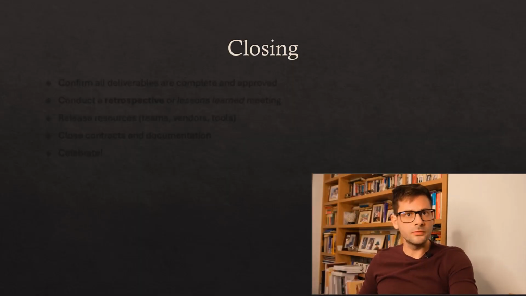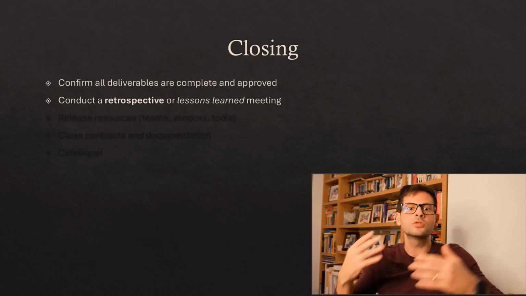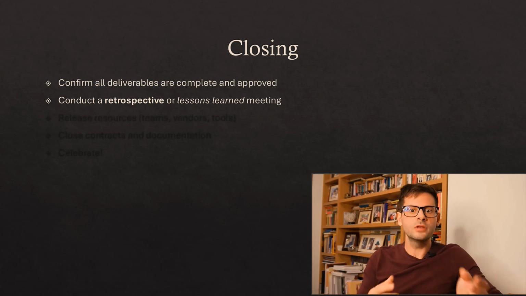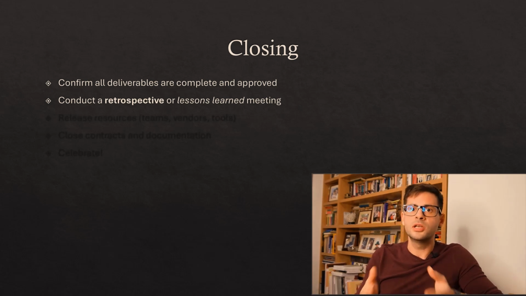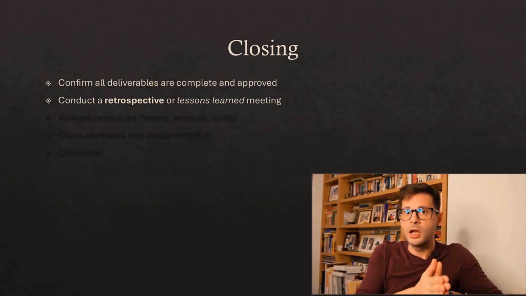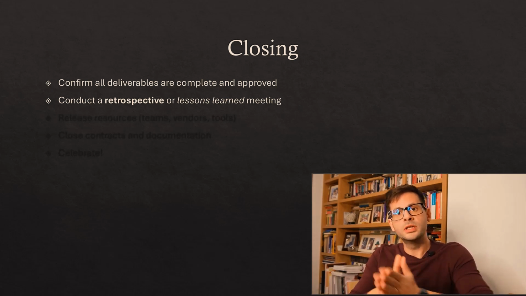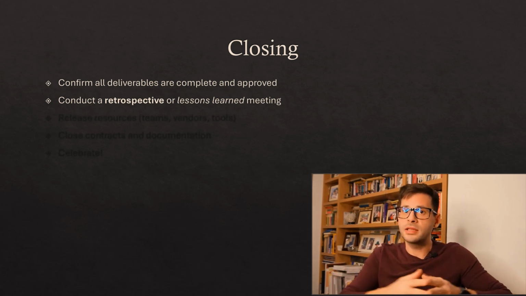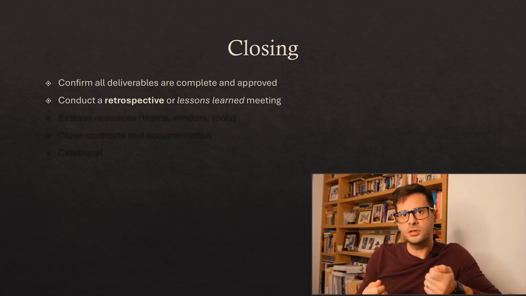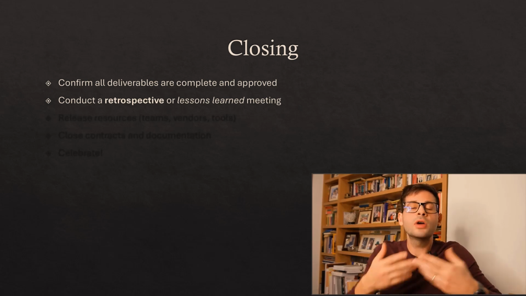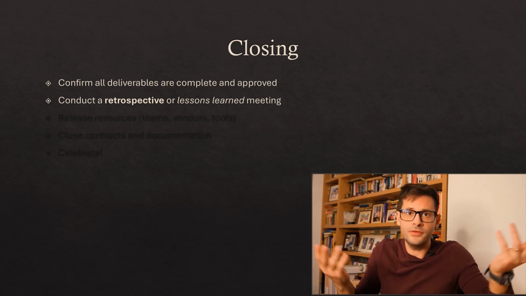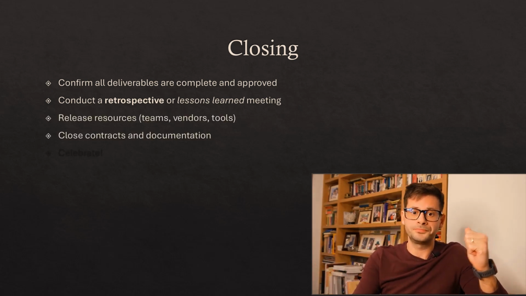After we've done all of this, let's say that everything is fine, everything went perfect. Now we're moving on to closing. Well, in closing, what do we do? We confirm that all of the deliverables are completed and approved. We conduct a retrospective or lessons learned in order to see what we did well, how we can do better, and what we did wrong, and how we can avoid that in the future. It's very important to have lessons learned because otherwise you have no idea if you actually did the right thing. So you should do it.